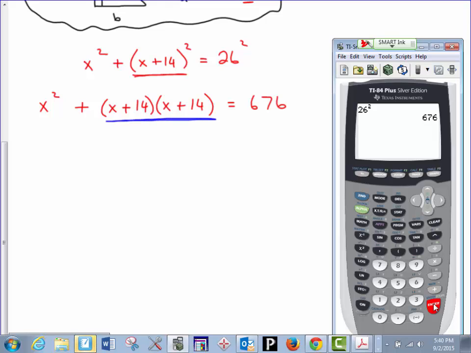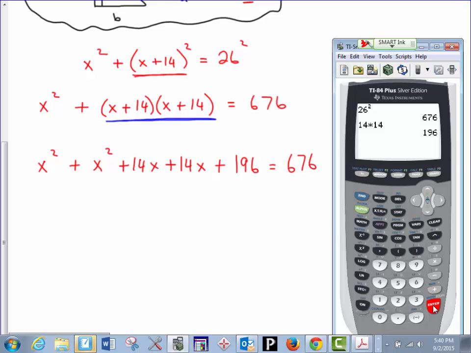The x squared would stay, and then we want to multiply out the two binomials. You would first multiply x times x, you'd have x squared. Then multiply x times 14 on the outside, so you'd have 14x. Multiply 14 times x on the inside, that would be another 14x. And then multiply 14 times 14. So 14 times 14 is 196. And then we'd still have equal 676 on the right side.